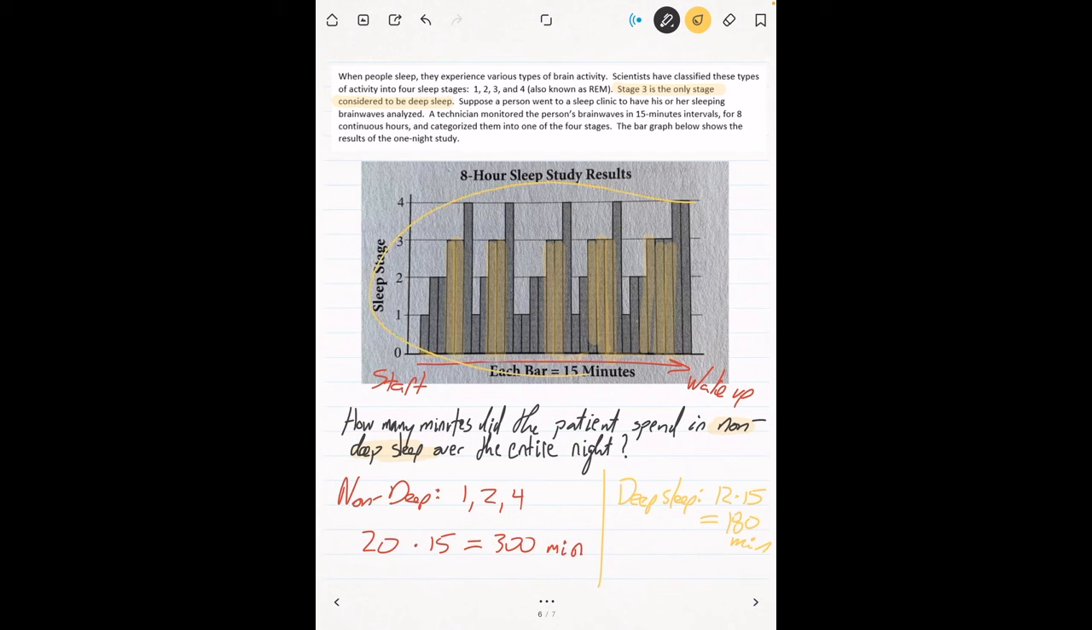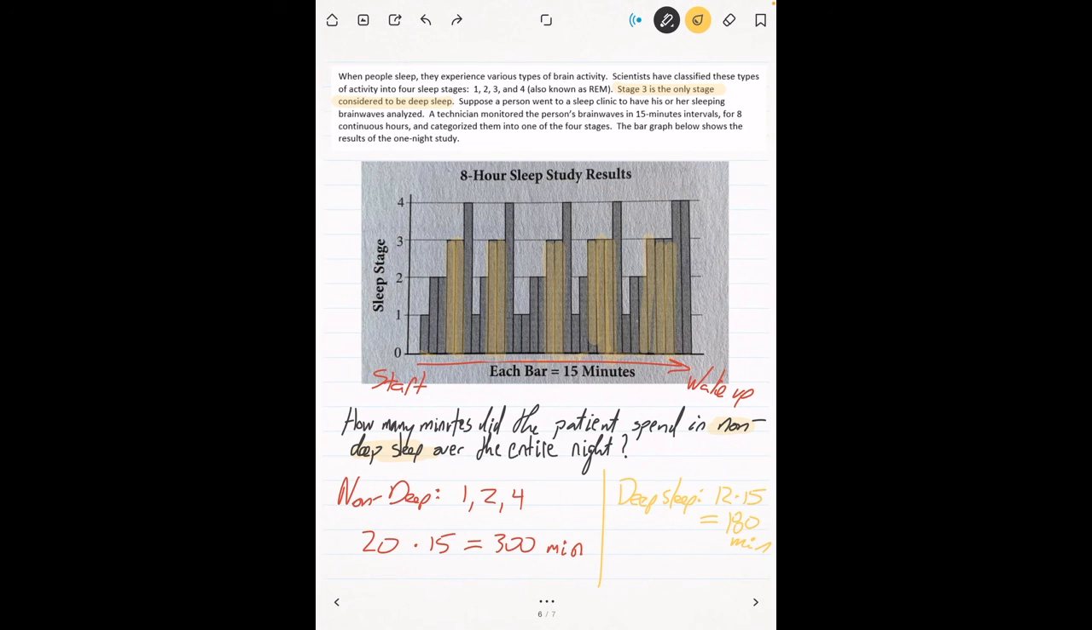Well, if all of this is 8 hours, and 180 minutes of that was deep sleep, how much of it wasn't deep sleep? Pause the video. Give yourself a little challenge. See if you can come up with it. You spent 8 hours in sleep. 180 minutes of that was deep sleep. How much would non-deep sleep be?